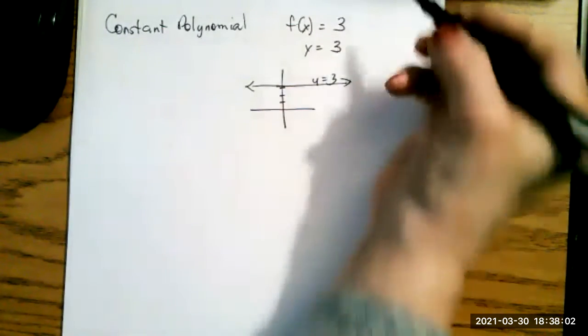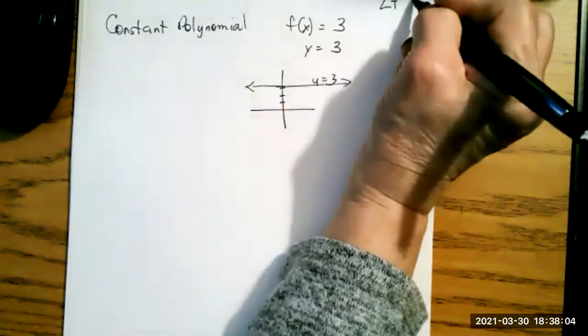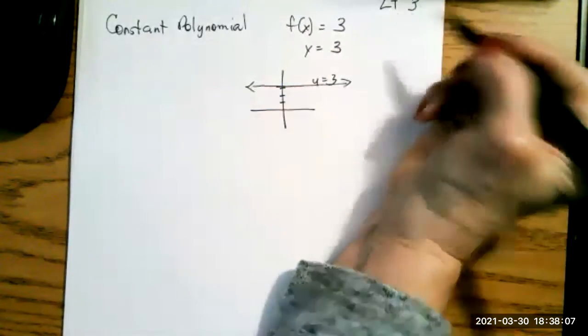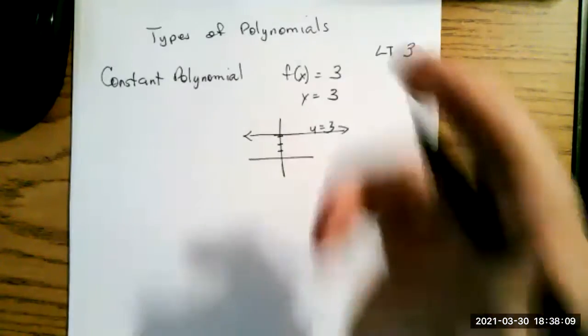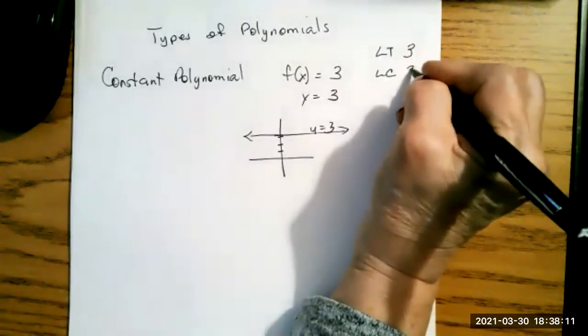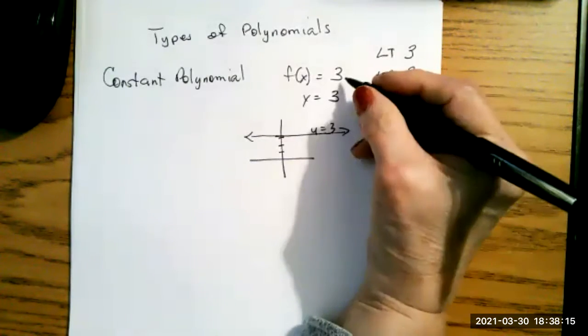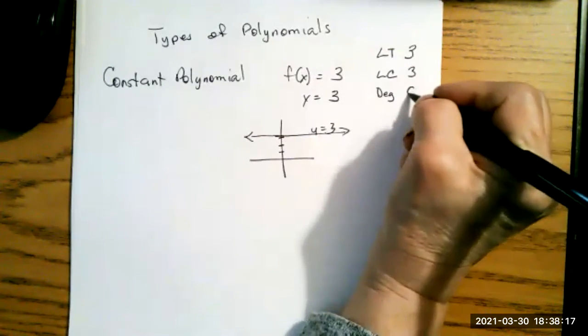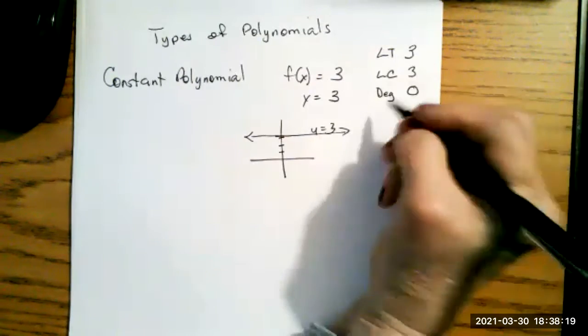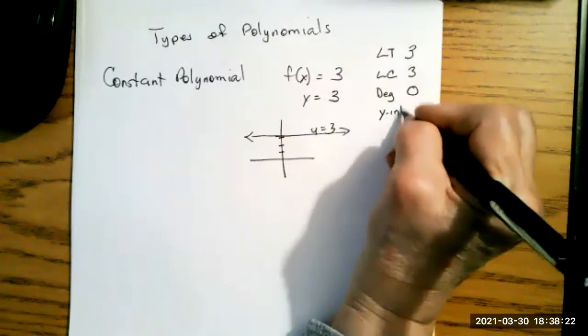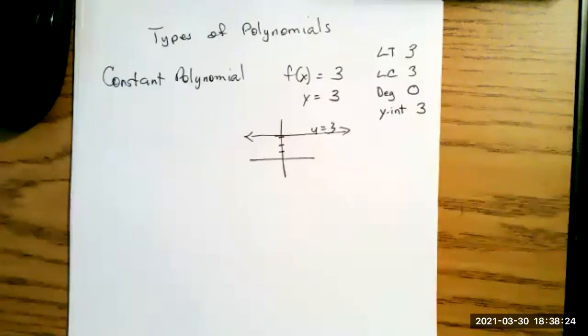If I did the leading term, it would be 3. If I did the leading coefficient, it would be 3. If I did the degree of this, there is no x, so the degree would be 0. And if I did the y-intercept or the constant, it would be 3.